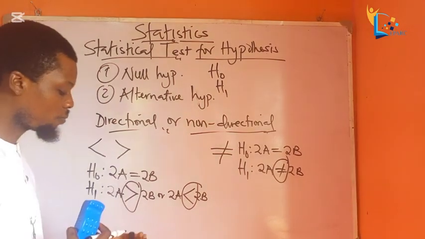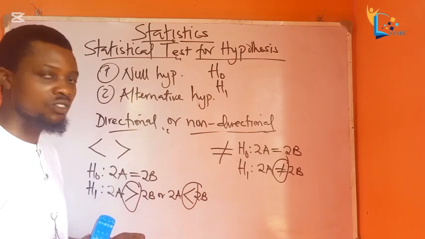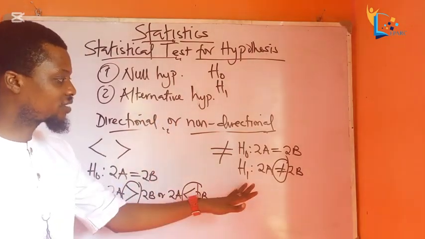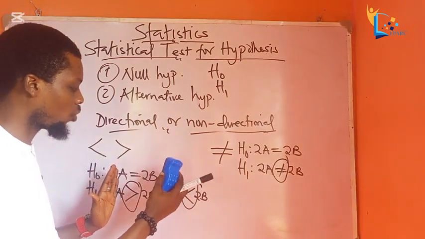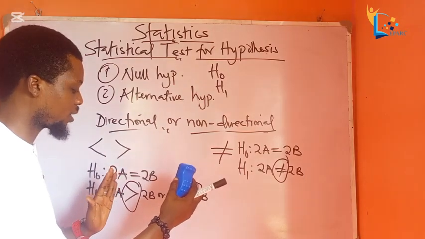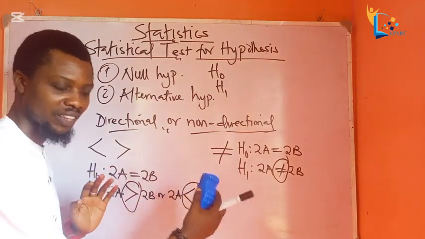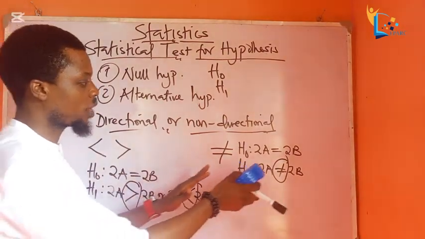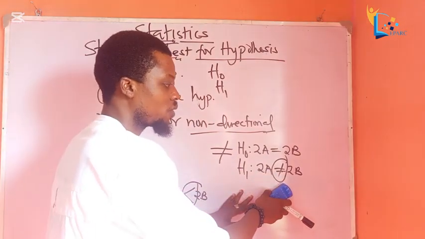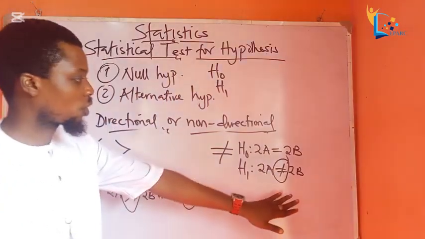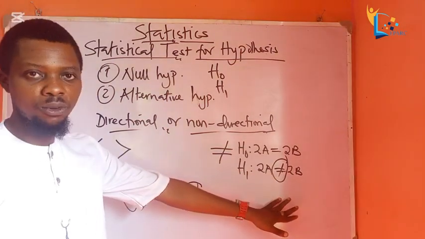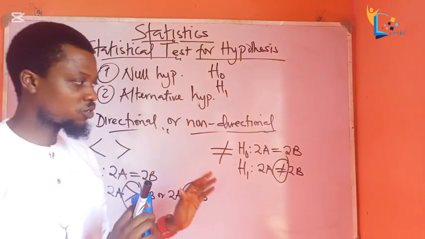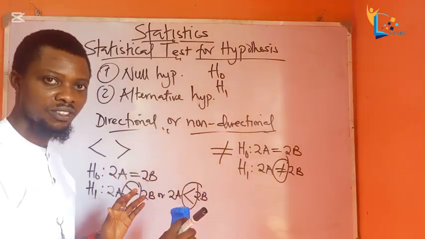When the assumptions on your hypothesis, or what you're trying to carry out a test on, state that something is more than, greater than, or less than, you're talking about a directional hypothesis. But when your information talks about not equal to, we are talking about a non-directional hypothesis. We are going to look at some examples later on, but for now let's just understand the basics.